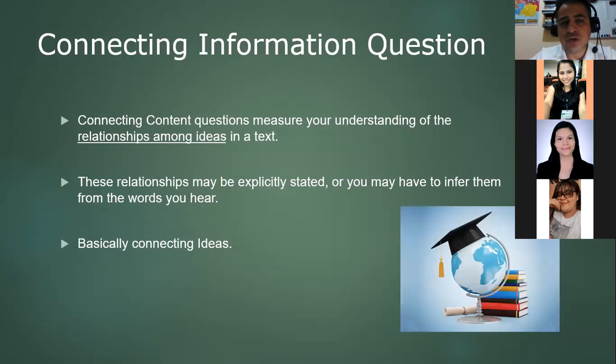Then we have connecting information questions. These questions talk about the relationship between ideas, right? So basically, for example, this is idea one. How do you connect it to idea number two? What is the relationship between these two? That is an example of connecting information questions, okay? Maybe it can be something like, how does this affect this? So these are connecting questions. They're going to connect one idea with the other idea. Remember, in the listening, yesterday we saw that there are some questions that have more than one main idea.